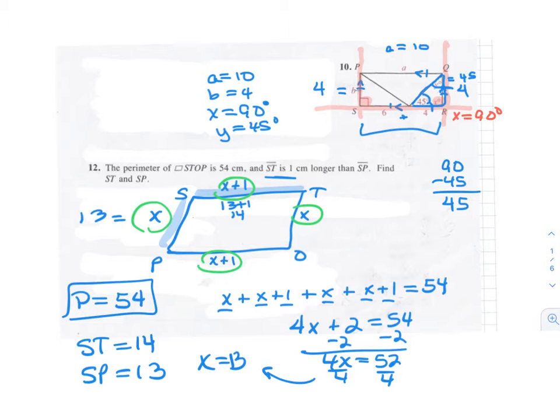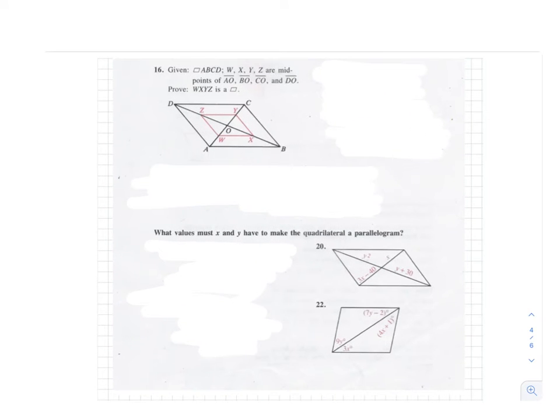And I was requested to also work out 3 questions from 5.2. So I'm going to work out number 16, number 20, and number 22. Okay, so for number 16, we're going to write a proof. And I'll have my statement column and my reason column. Again, I'm going to state all of my given first. And there's a lot of it here.